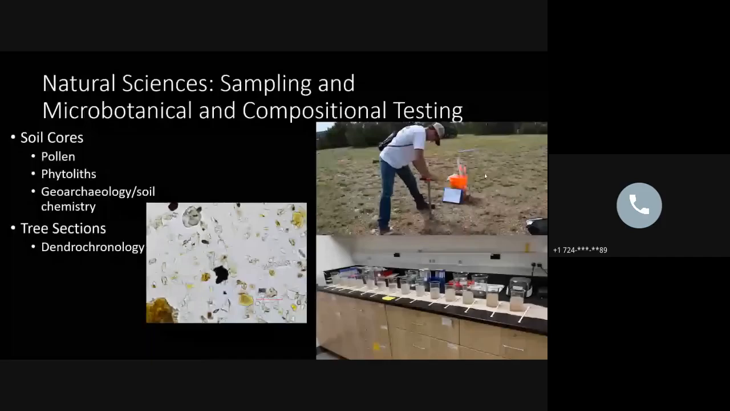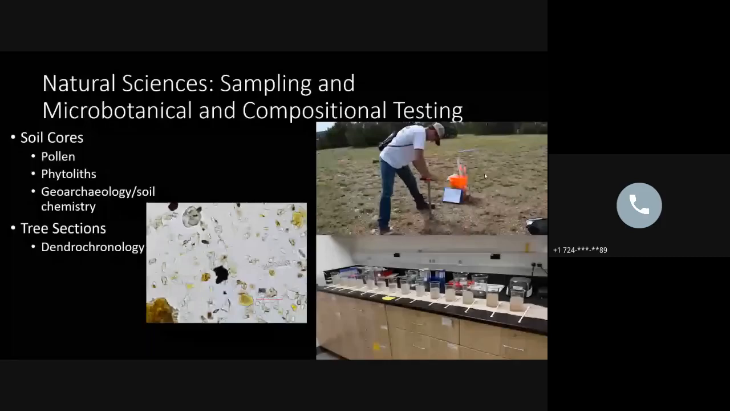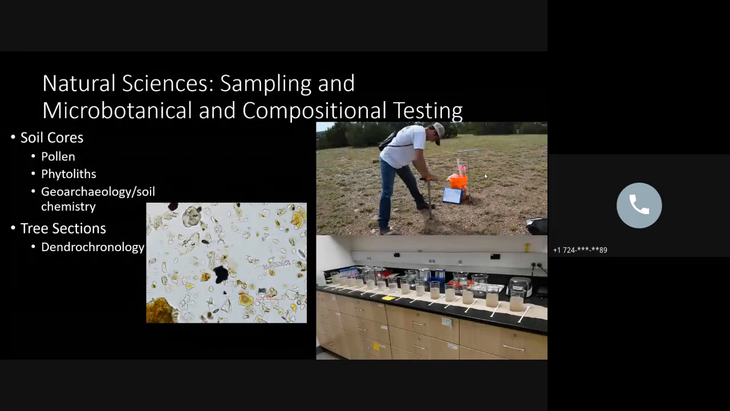So we did do soil cores for pollen, phytoliths, and then some basic soil chemistry. We also took some tree sections for dendrochronology to try to understand when the fields fell out of use, because once the trees start growing in the fields, that would indicate that the fields had fallen out of use. So we're trying to get at which fields were pre-colonial and which ones were colonial in the sites that had occupation that spanned both.